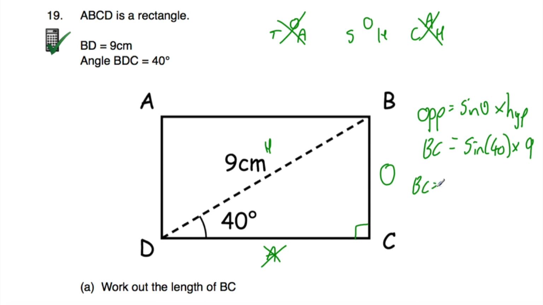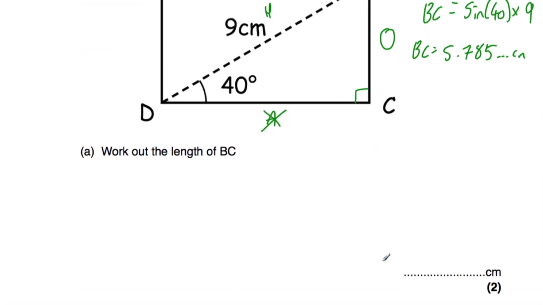So BC is equal to the sine of 40, close brackets, multiplied by 9, and that's equal to 5.785 and so on centimeters. So that's the length of BC. So BC is equal to 5.785 centimeters to 3 decimal places.